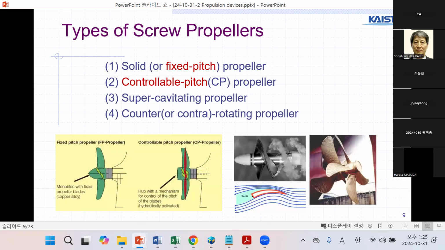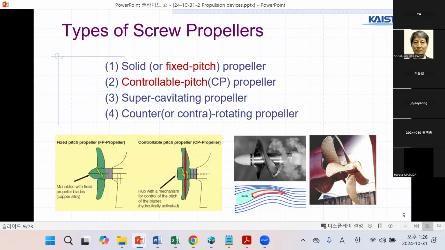Nowadays, wind power systems also have a controlling system inside. Because the wind blowing is fluctuating. They change not only direction, but also the speed changes. So they want to optimize the output from the wind, so they control the pitch.